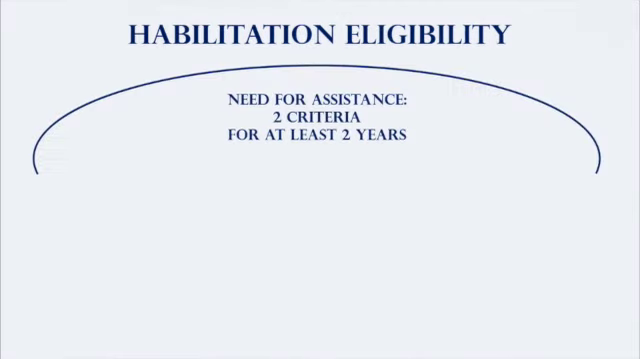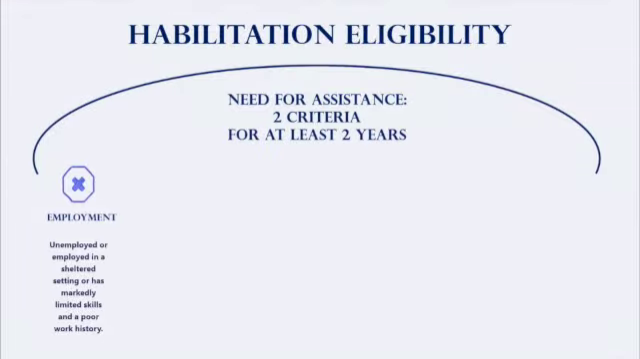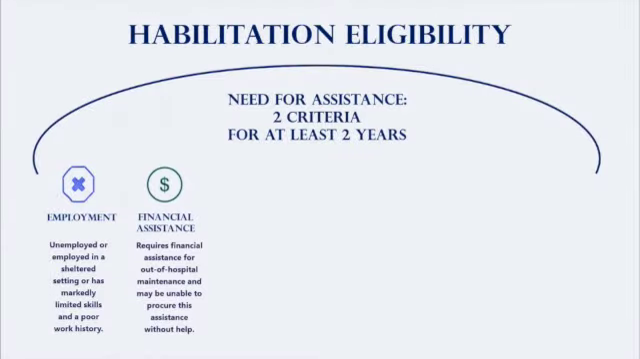Along with the previously mentioned criteria, the person must have a need for assistance typically demonstrated by meeting at least 2 of the following criteria on a continuing or intermittent basis for at least 2 years. 1. The student or person is unemployed or employed in a sheltered setting or has markedly limited skills and a poor work history. 2. The student or person requires financial assistance for out-of-hospital maintenance and may be unable to procure this assistance without help. 3.